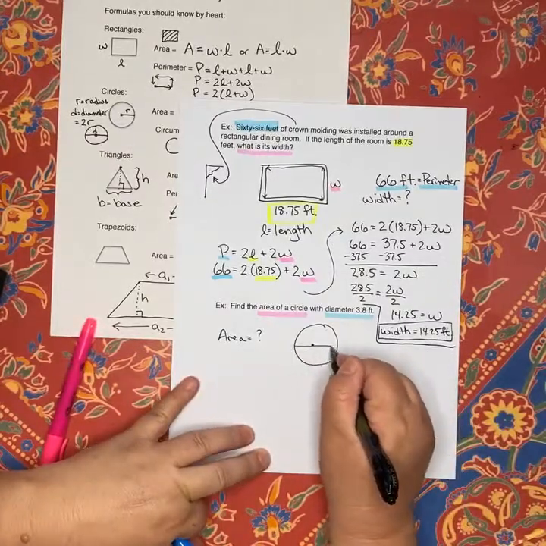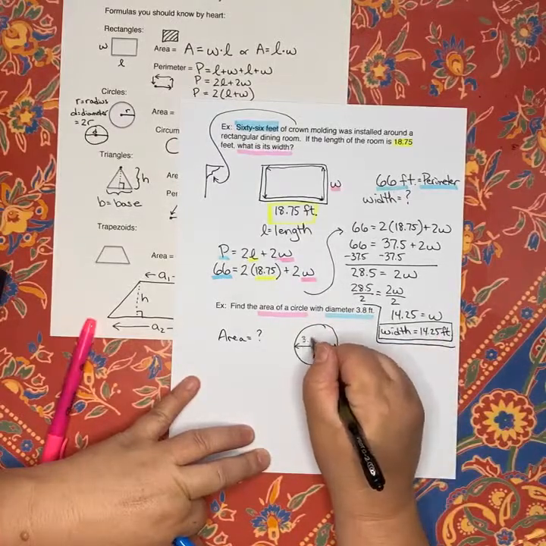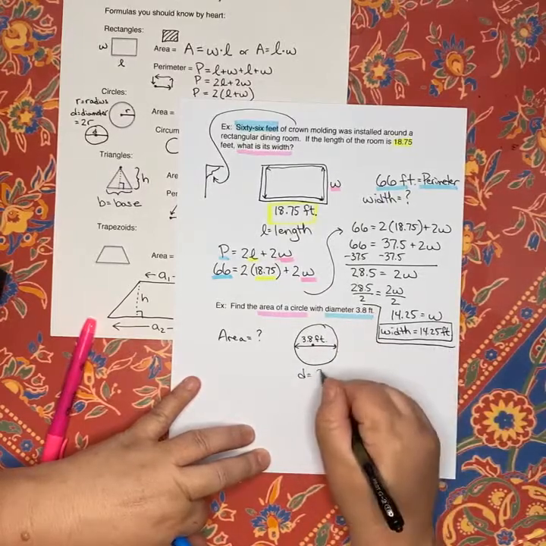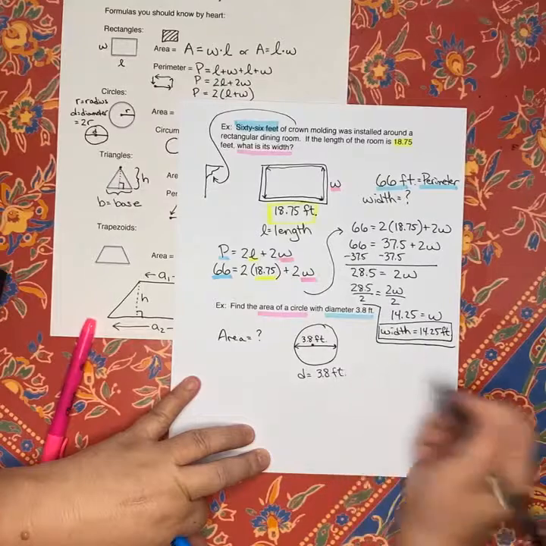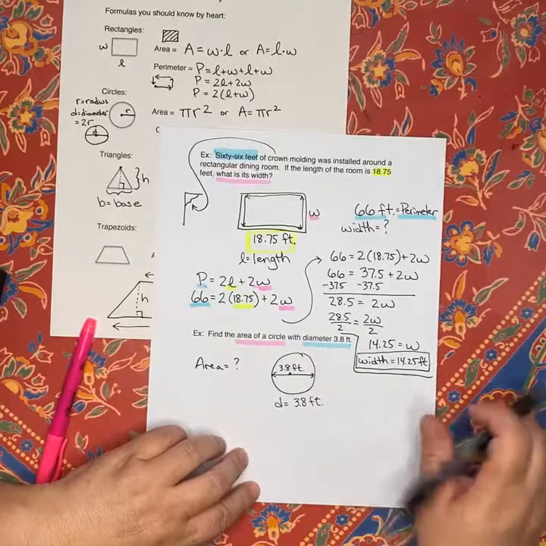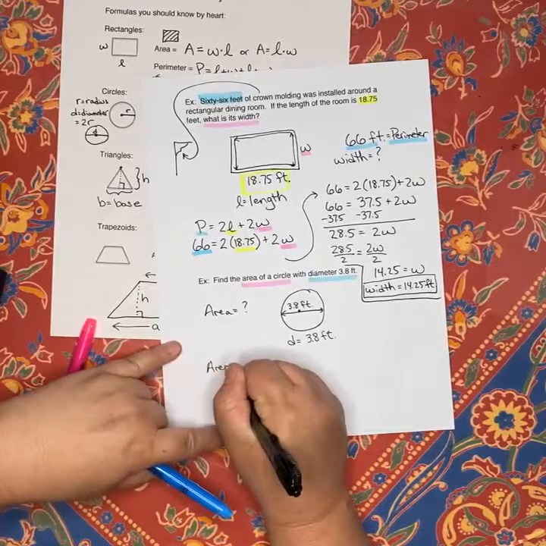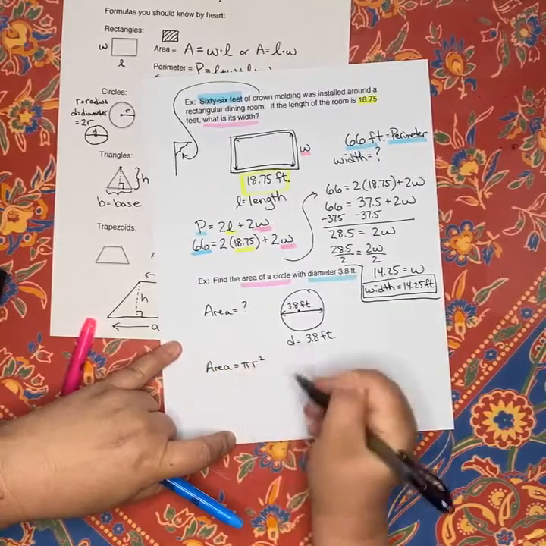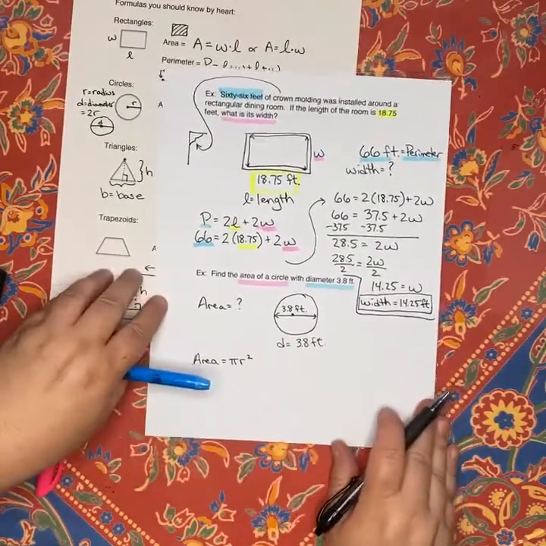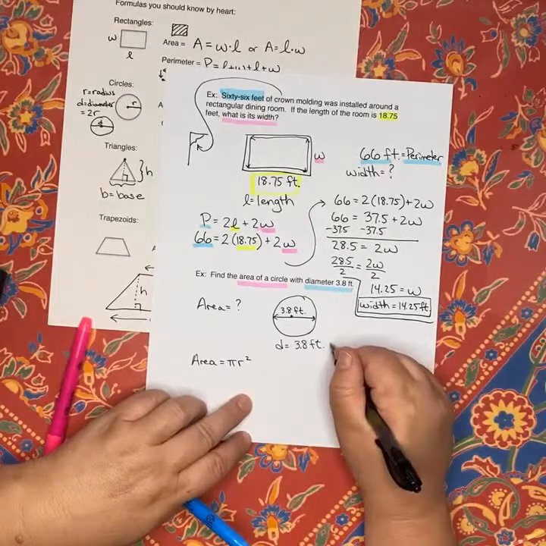And I have to remember that the diameter is just like a Pokeball. It goes all the way across, 3.8 feet. Okay, so the diameter equals 3.8 feet. And so I need the area. So I'm going to look over here and say, okay, the area of a circle is pi r squared, which means I need to know what the radius is. And here I've got the diameter. So the diameter is 3.8 feet.